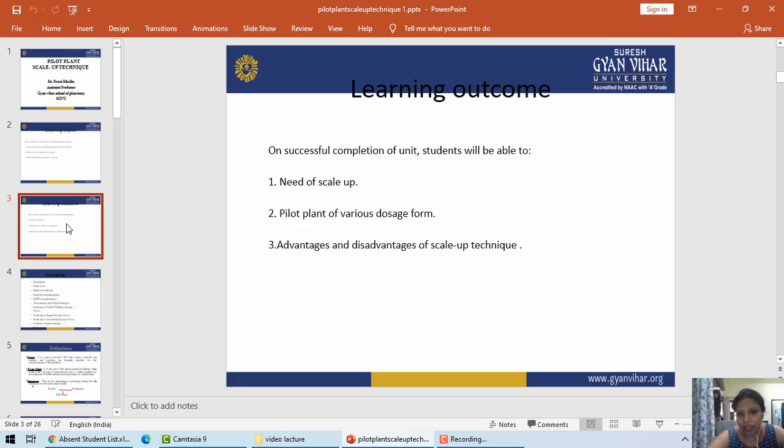After that, the advantages and disadvantages of scale up techniques you will also come to know in this unit. After completion of this unit, you will know what the advantages are, why we should use this technique, and what the disadvantages are, because every technique has some disadvantages also. So what are the disadvantages related to the scale up technique? All these things you will be able to know after the completion of this unit.